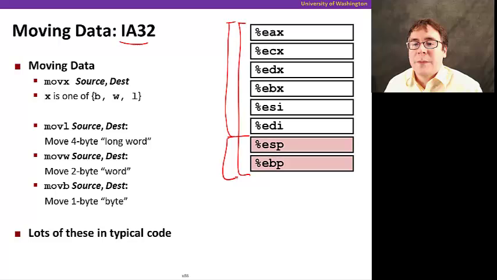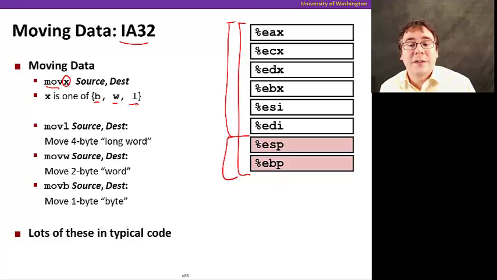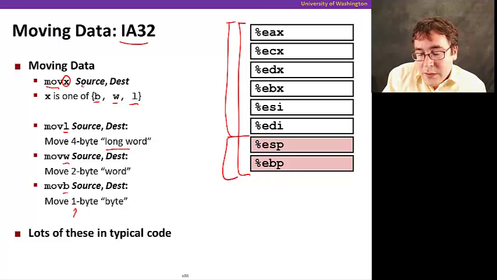There are multiple types of instructions to move data. They all start with these three letters, mov. And then this X here could in fact be either one of these three, B, W, or L, depending on the amount of data being moved. If you use movl, L stands for long word, so you're going to be moving 4 bytes worth of data. If you use movw, you're going to be moving 2 bytes worth of data. And if you use movb, you're going to be moving 1 byte worth of data. Move instructions take 2 operands: where the data comes from and where the data goes to.